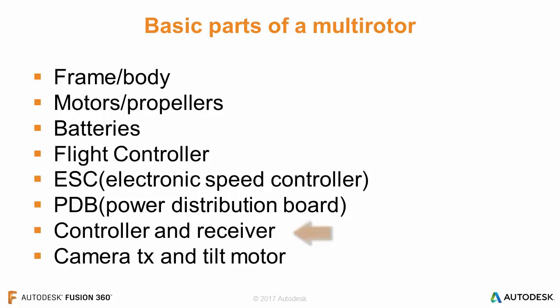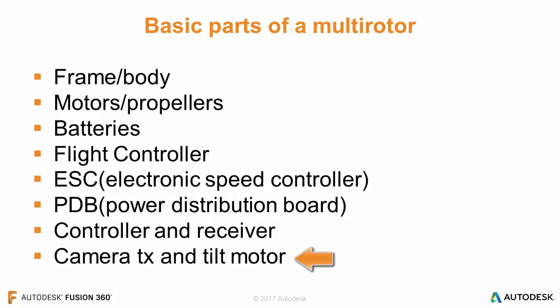A controller and a receiver is a necessity in our case because we have a quadcopter that's completely flown by a controller on the ground. There are cases where you can design one to fly by itself based on GPS coordinates and waypoints, but in our case, we have a remotely piloted vehicle. So that means we're going to have a controller, a person on the ground controlling it directly, and the receiver on our quadcopter. The next thing in our specific case is a camera, TX, and tilt motor. Now, the TX part of the camera is a transmitter.